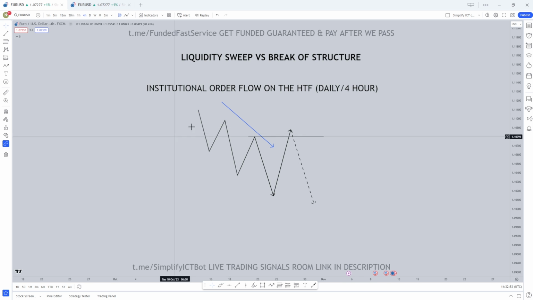So first of all, we start off on the higher time frame, which is usually the daily or the 4-hour time frame. What we're going to look for is institutional order flow on the higher time frame. Now, institutional order flow just means the trend and the overall sentiment on the higher time frame.